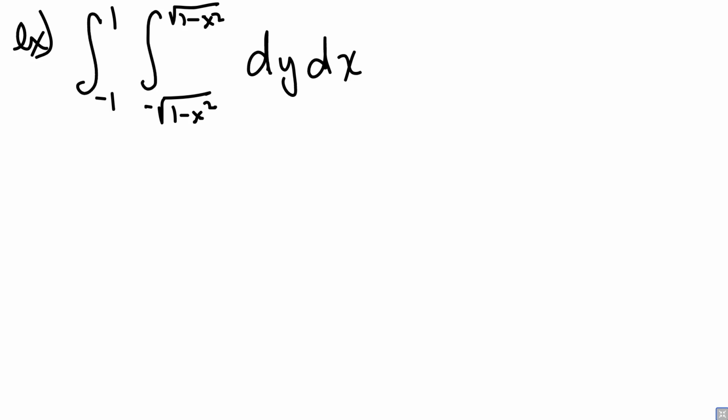Okay, so if we look at a drawing of this, since x is second, we know that x is running from -1 to 1. Okay, then y is first, so we've got that y equals negative square root of 1 minus x squared, and then we've got y equals the square root of 1 minus x squared. So basically we have that.